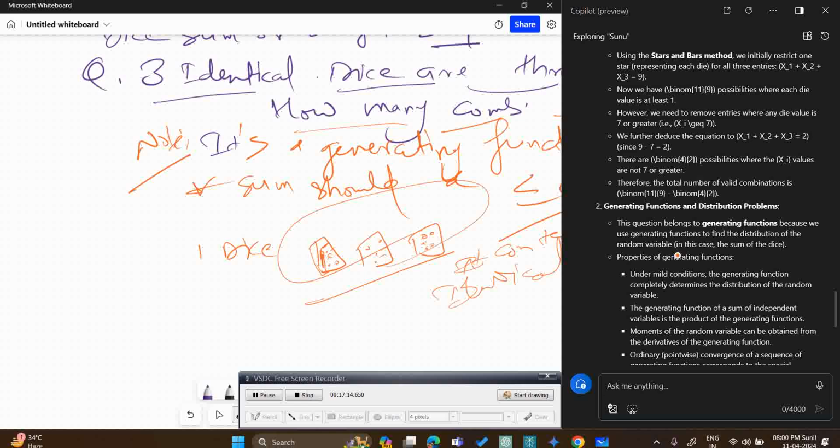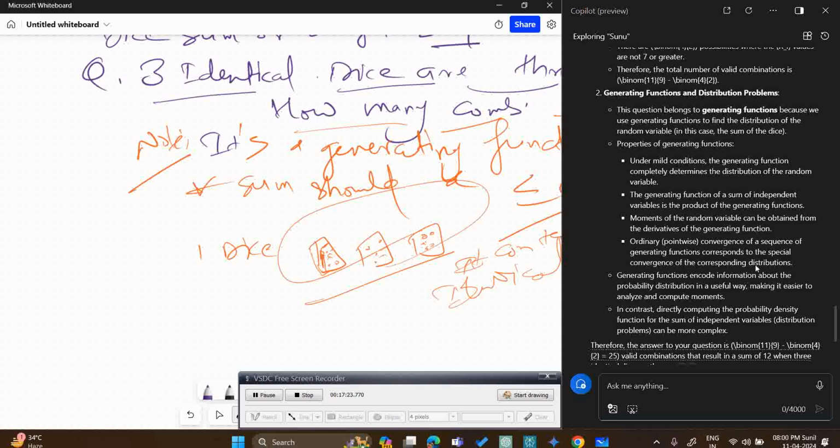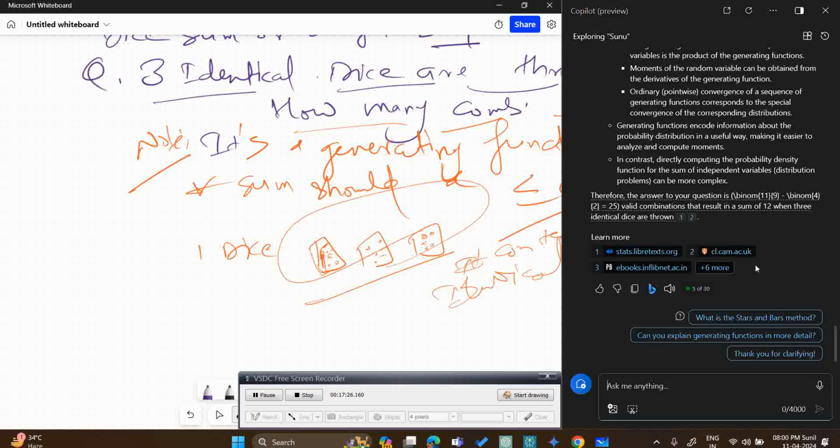Properties of generating functions. Under mild conditions, the generating function completely defines the distribution of the random variable. Another property: the generating function of a sum of independent variables is the product of the generating functions. I hope you understood this.